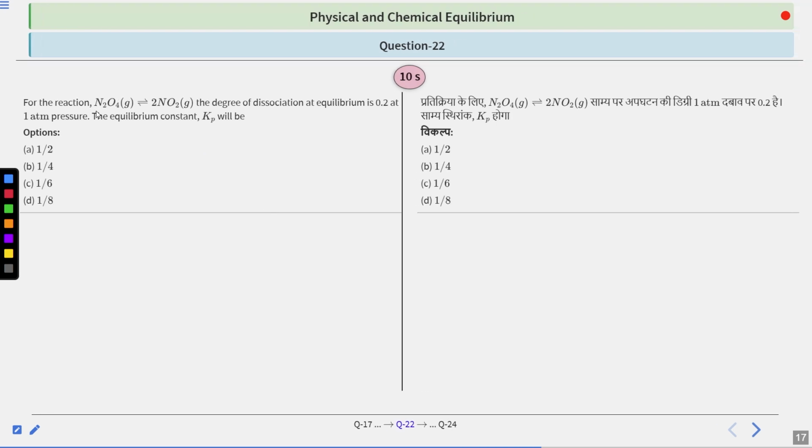Next question. For the reaction N2O4 decomposing to give 2 moles of NO2, the degree of dissociation at equilibrium is 0.2 at 1 atm pressure. The equilibrium constant Kp will be, options are A 1 by 2, B 1 by 4, C 1 by 6 and D 1 by 8. So your time to solve this question starts now.